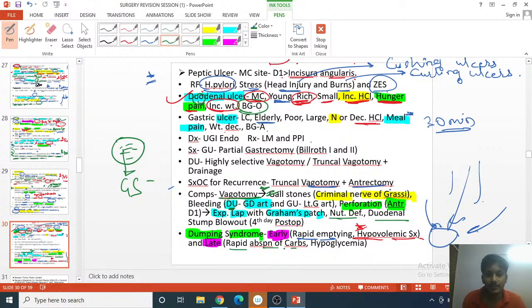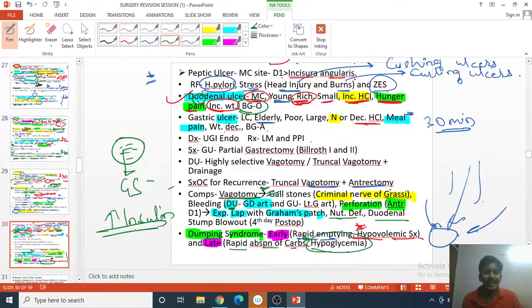Then second is your late dumping syndrome. Late dumping syndrome किस वजह से होगा? Due to rapid absorption of carbohydrates. Rapidly carbohydrates absorb हो जाएंगे, जिसकी वजह से क्या हो जाएगा? Hypoglycemia हो जाएगा. Okay, there is hypoglycemia because rapid absorption of carbohydrates leads to excess secretion of insulin.